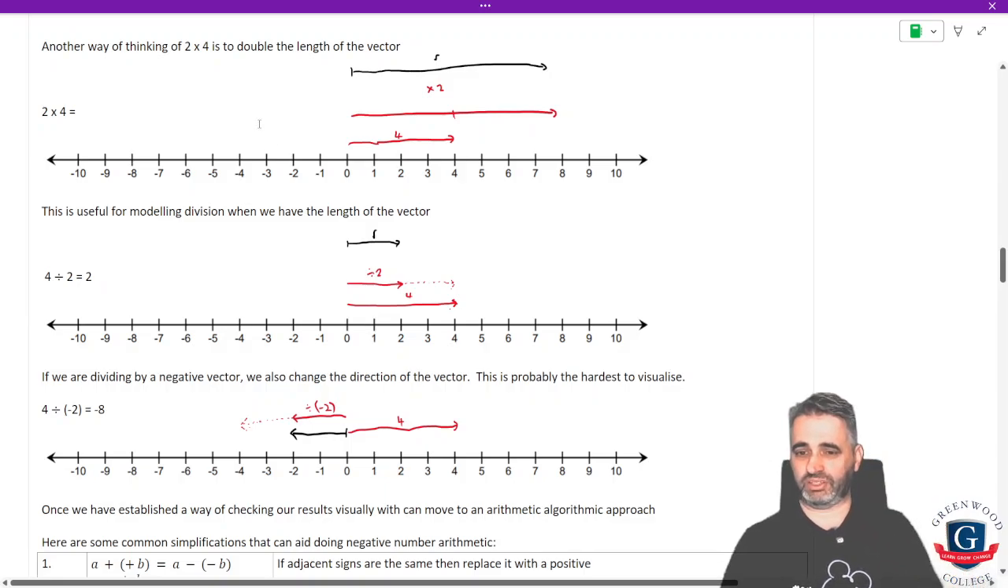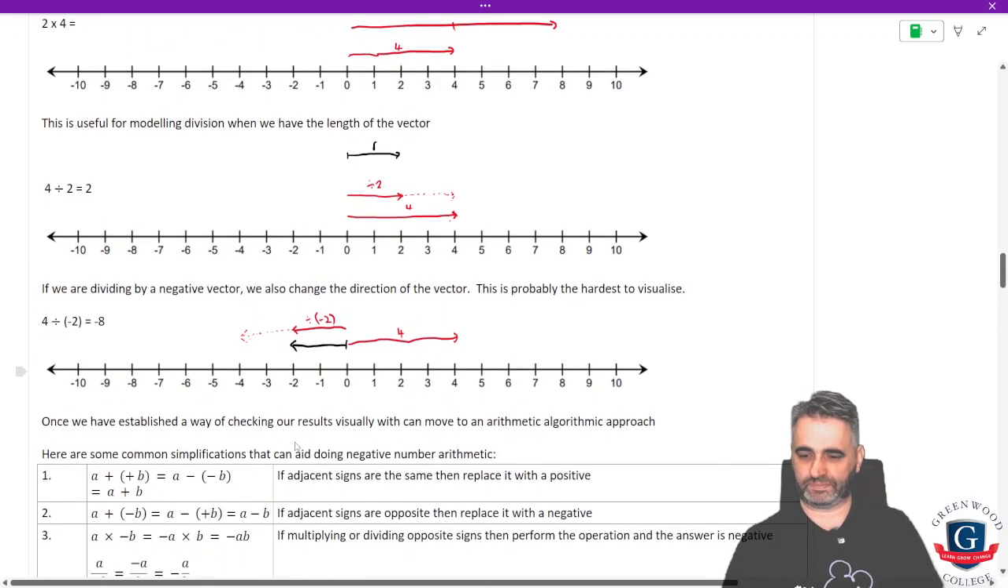Another way of thinking about 2 times 4 is to double the length of the 4 vector. So that would be the 4 vector, double its length would be 8, the resultant is 8. Now this thinking is useful when we're looking at division. So in this case, we've got 4 divided by 2 equals 2, so that's saying halve the 4 vector. So here's the 4 vector, that's half of it, that's now the resultant.